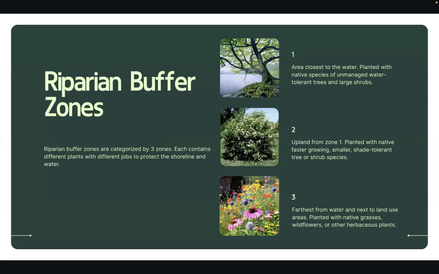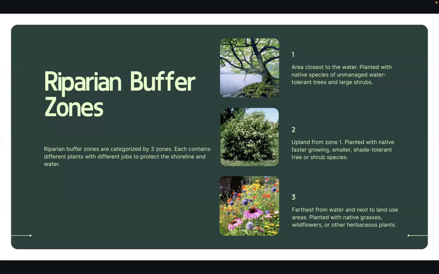First, we need to break the whole strip down into three zones, 1, 2, and 3. Each zone has different jobs that help do what we just discussed: reduce water runoff, prevent erosion, and support healthy habitats. So zone 1 is the area closest to the water, and they have native species of unmanaged, water-tolerant trees and large shrubs. For this zone, we typically want the plants up to 15 feet from the water's edge. Zone 2 should be upland from Zone 1 and 20 to 60 feet in width.